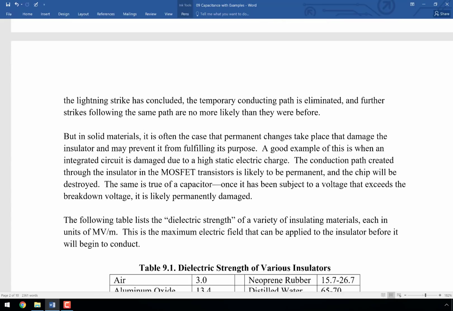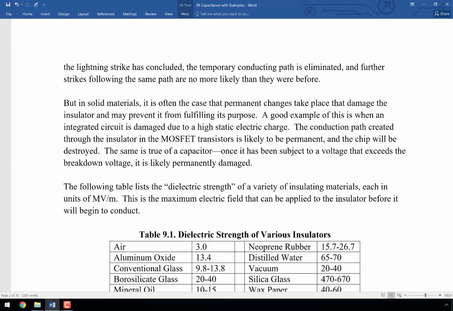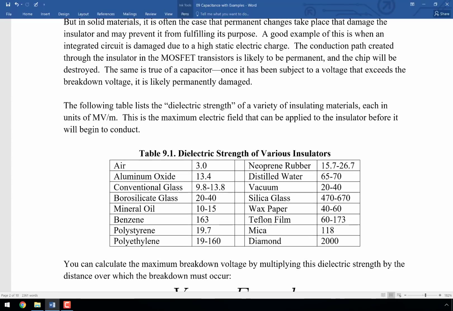So let's talk a little bit about these calculations then. We know that each material is going to have what we call the dielectric strength. Although I haven't actually seen a variable name used for this, I'm calling this E sub ds for dielectric strength. I've got a table here which shows the dielectric strength of various types of insulators. It's not comprehensive, but it does give you a pretty good idea.